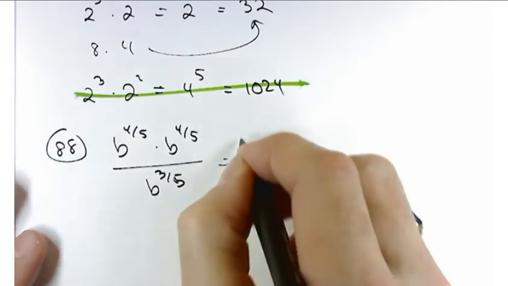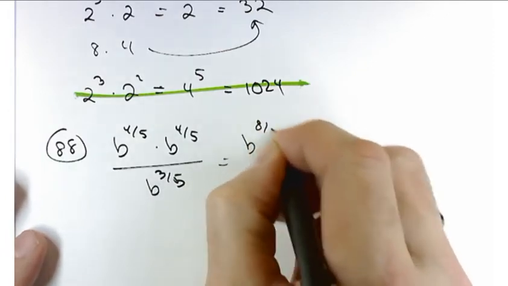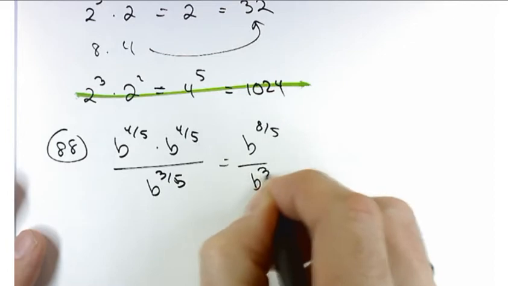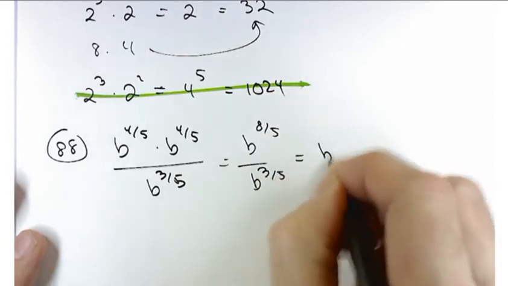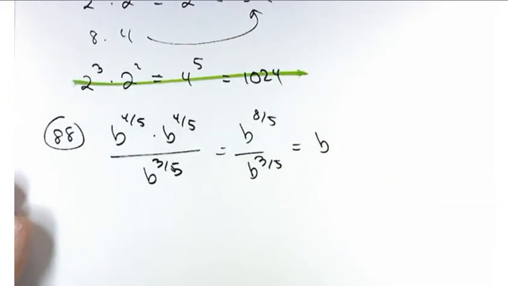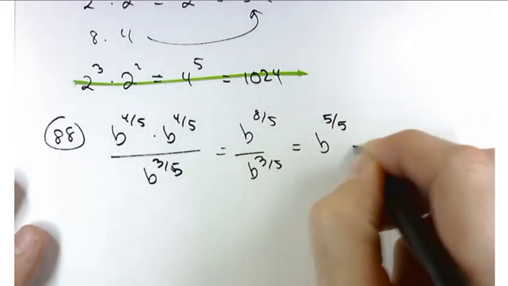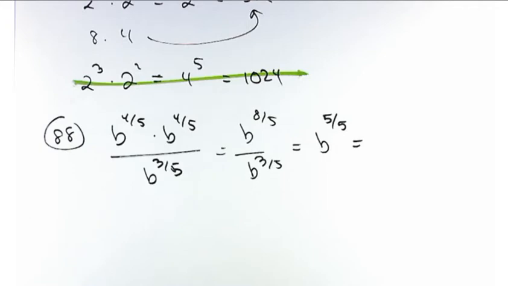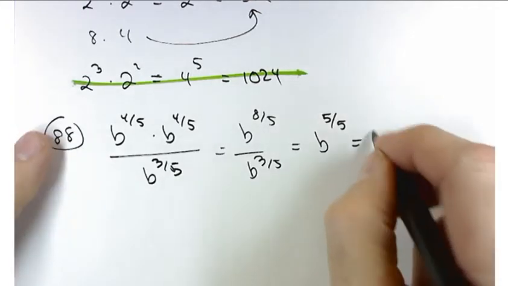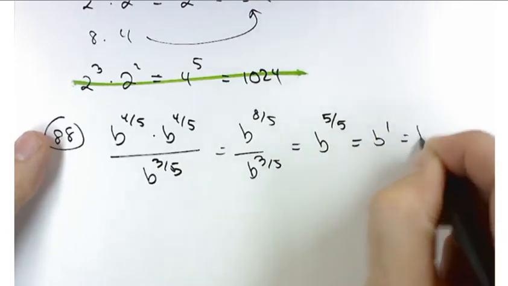Okay, so b to the 8/5 divided by b to the 3/5. When I subtract the exponents, I get b to the 5/5, but I really hope you didn't leave it as 5/5. What's that turn into? Yeah, b to the first power, or better yet, just b. Nice.